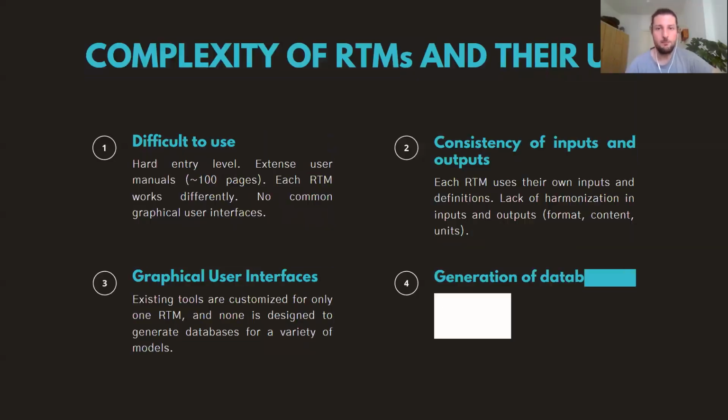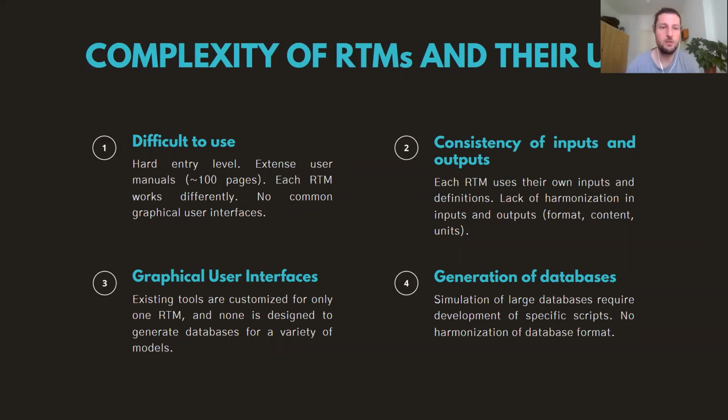So okay, what happens with these radiative transfer models? They are complex tools. First, they are generally difficult to use. It's a hard entry level. The user manuals are typically hundreds of pages. Sometimes it's hard to understand what is written there and to follow everything. Also, every radiative transfer model works differently. You can learn one, it takes you some time, and then you want to learn how to use another one, and again, you have to start almost from zero.